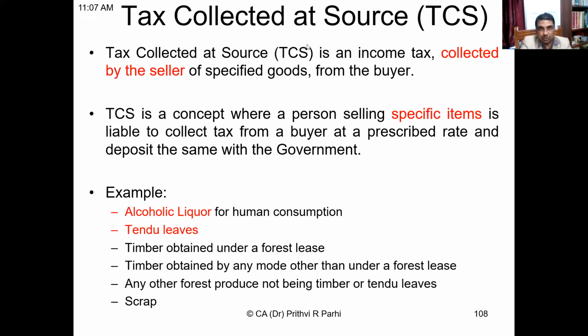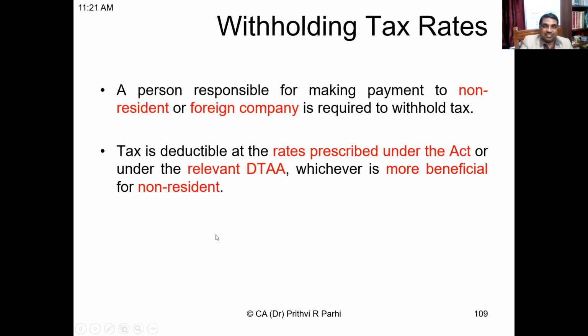Here you see the examples of those goods: alcoholic liquor, tendu leaves, timber obtained under a forest lease, timber obtained by any other mode, any other forest produce not being timber or tendu leaves, or sale of scrap. Suppose you are selling all these items, then you are expected to collect tax at source. In this case, you have to collect only tax at source. There are specific rates. Later on, at the appropriate time, you will be learning what the TCS rates are.